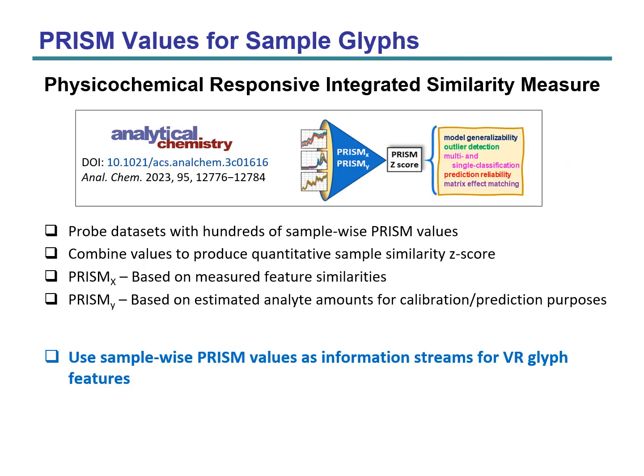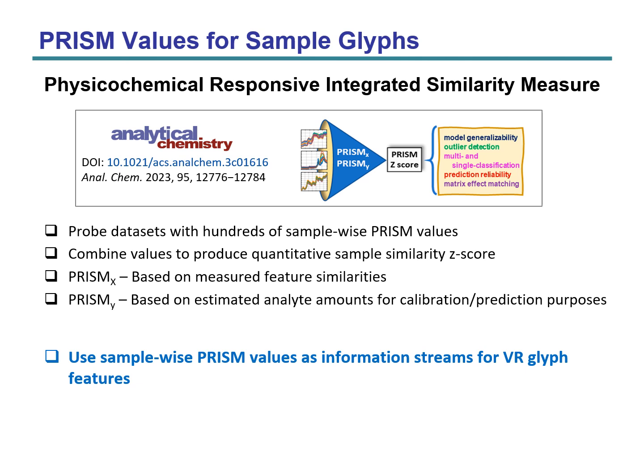We need to represent our samples in virtual reality. Like I said, these are called glyphs. What we are using are similarity measures, because we want to compare a sample to a sample. Our algorithm is called physical chemical responsive integrated similarity measure, or PRISM for short. In PRISM, we create two types of similarity measures. One we call PRISM X, and these are based off our measured feature similarities. That's what we'll be using in the one class classifier, just PRISM X, so they're just called PRISM. Then we have PRISM Y that we used in the outlier detection paper, and that's where we base it off our estimated analyte amounts.